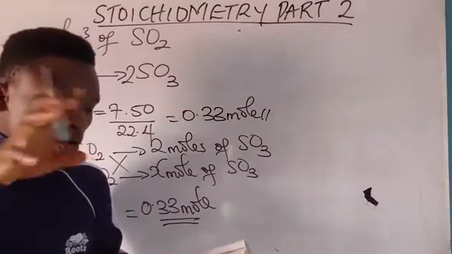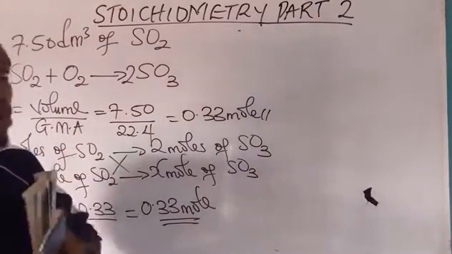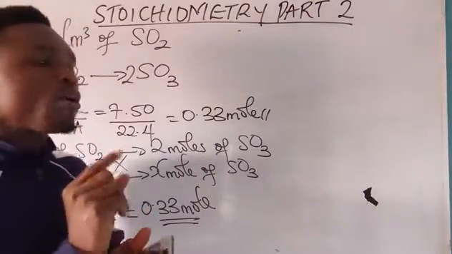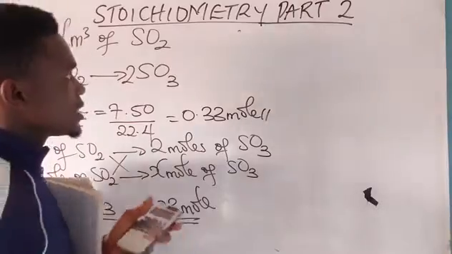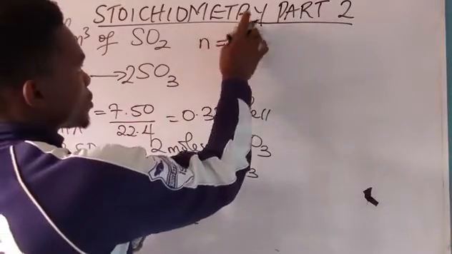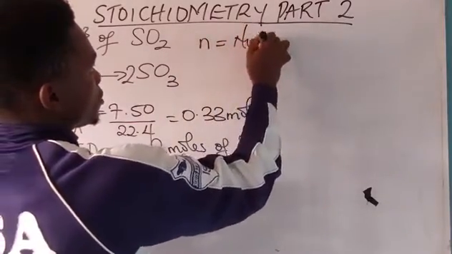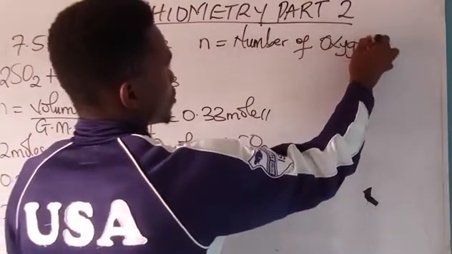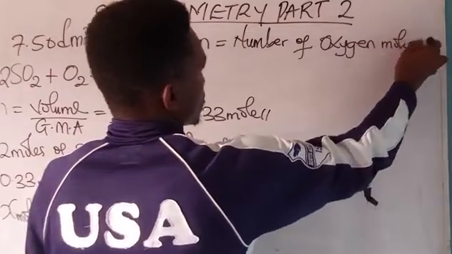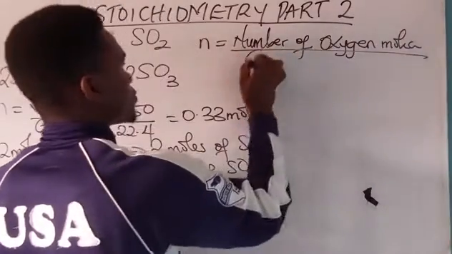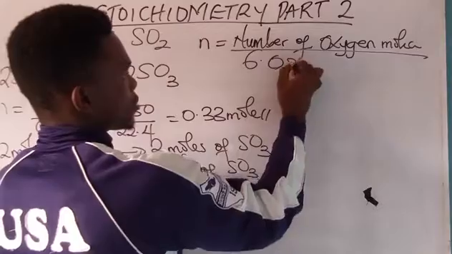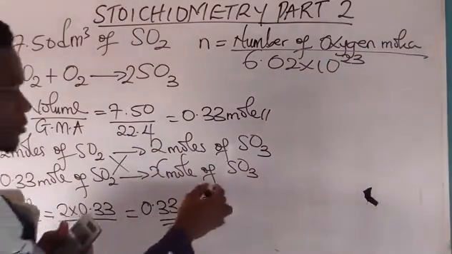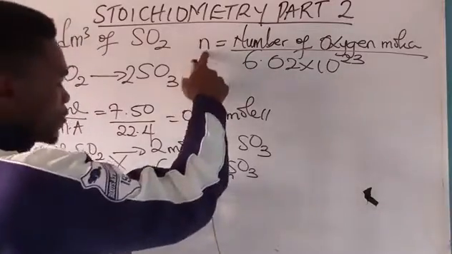What did you hear in the question? Calculate the number of oxygen molecules. In our previous class, I told you whenever you hear the word number of molecules or number of particles, it is giving us number of moles equals number of oxygen molecules over Avogadro's number, which is 6.02 times 10 raised to 23. You can see that. That's why formulas are very important. Number of moles gotten is what?